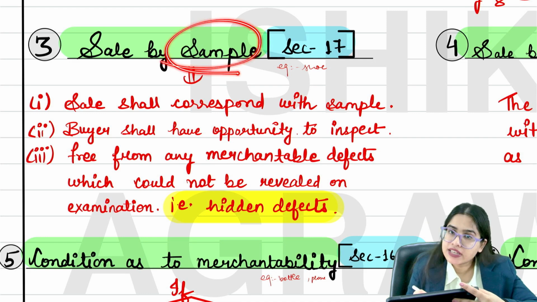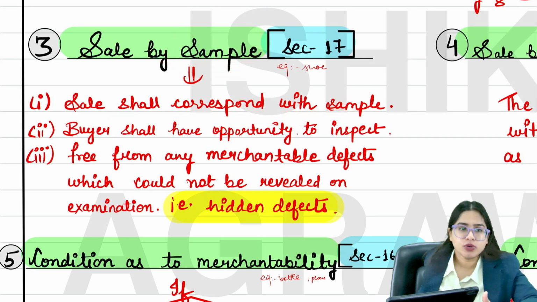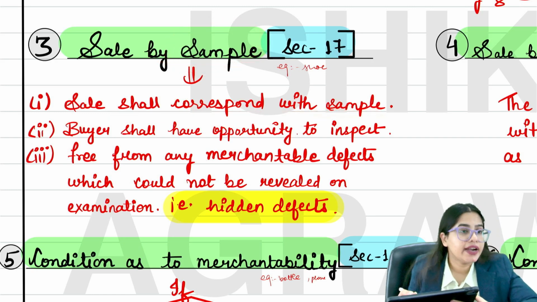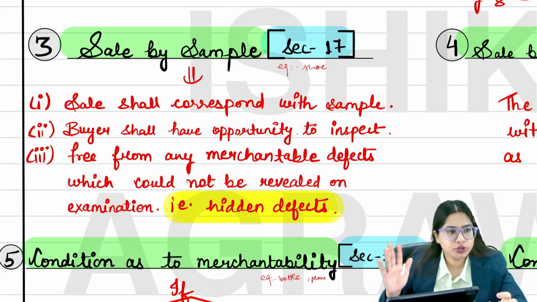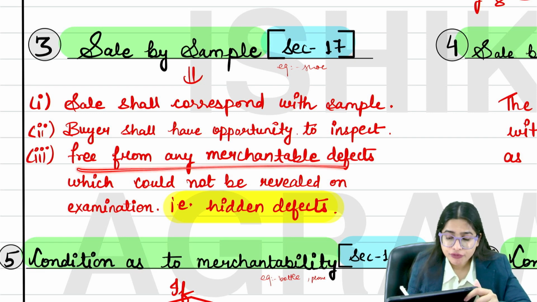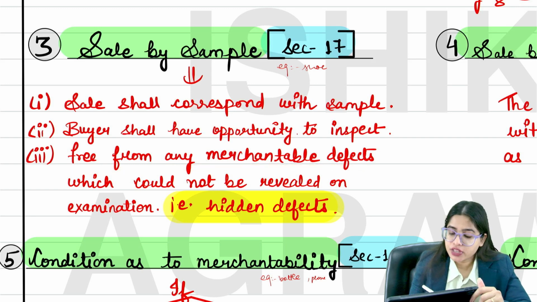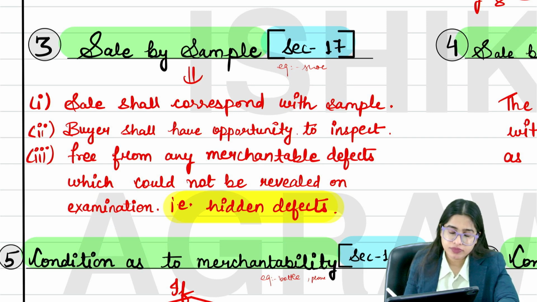Okay, so in case sale is done by sample, then the goods should correspond to the sample, the goods should be according to the sample, and the buyer should have the opportunity to inspect. And when you give me, let's say, 1 kg rice or 10 kg rice, the buyer should be given the opportunity to inspect. And lastly, it should be free from any merchantable defects which could not be revealed on examination. Now, this third point I will explain to you. It should be free from merchantable defects which could not be revealed on examination.